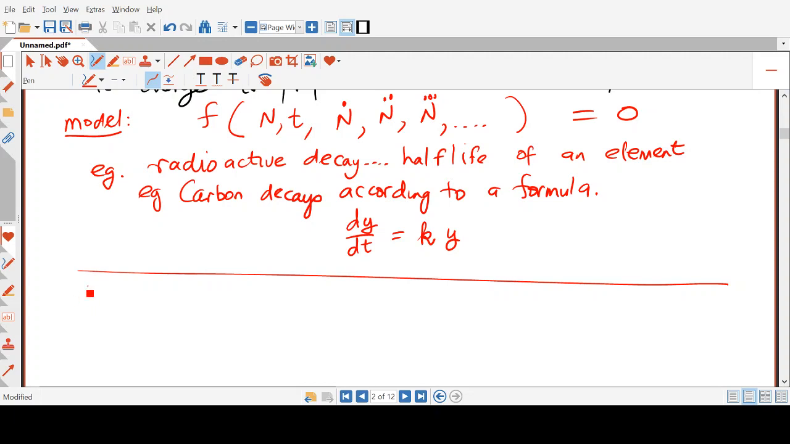Another example here, which my colleague in Maritzburg is going to discuss, is if you take the motion of a ball. Motion of a ball dropped.